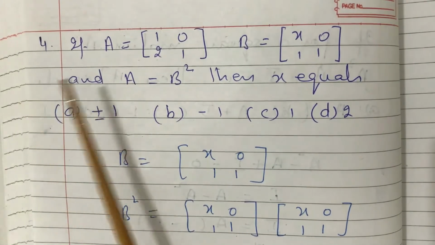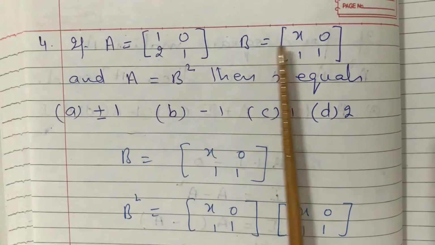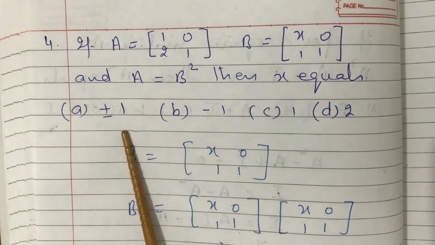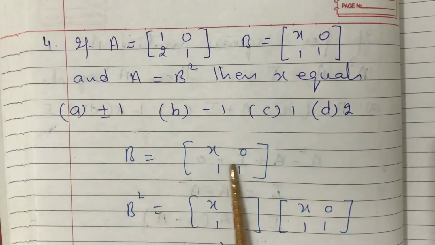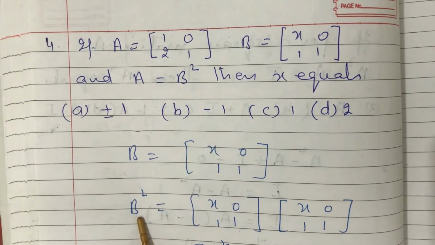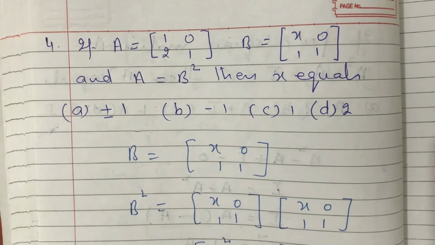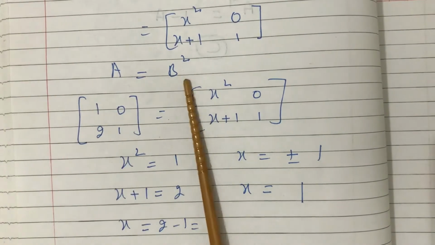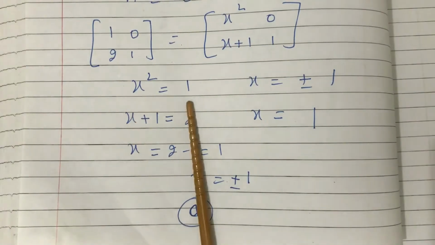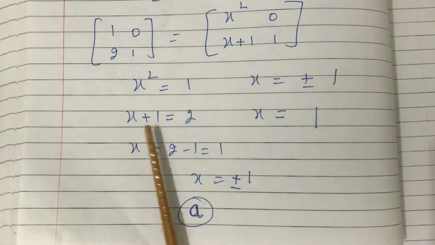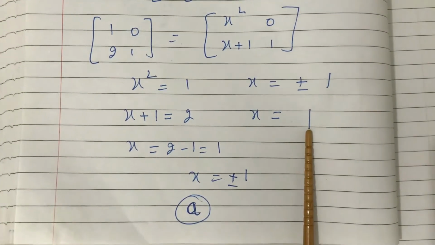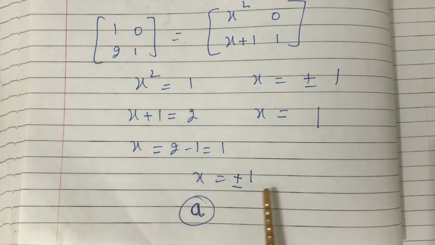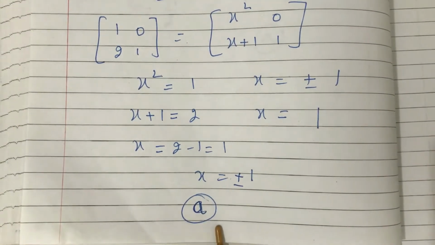Now the fourth question: if A is equal to this matrix, B is equal to this matrix, and A is equal to B square, then x equals to, there are 4 options. Now B is equal to this, find first B square, this is B square. Now A is equal to B square, A is this matrix, B square is this matrix. So x square is 1, so x is equal to plus minus 1. x plus 1 is equal to 2, x is equal to 1. It means we have this answer, x is equal to plus minus 1. So A is the option.